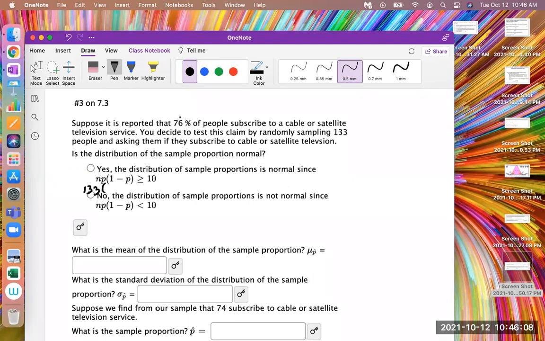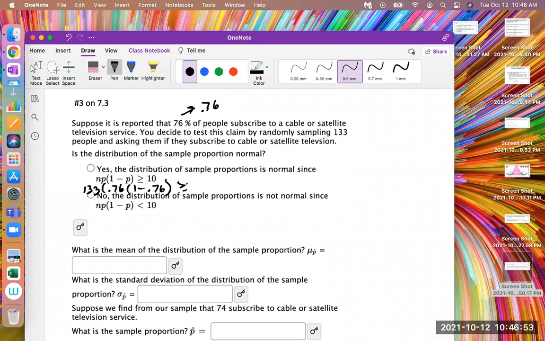And then the p is this proportion written as a decimal. You always move the decimal twice to the left when going from a percent to a decimal, so it's 0.76. So I'm plugging in 0.76 for p, and then 1 minus p is 1 minus 0.76. Sometimes it's easier to calculate that separately and then put the number here. There's not a lot of calculation, but we're going to have 3 numbers multiplying: 133, 0.76, and whatever 1 minus 0.76 is.